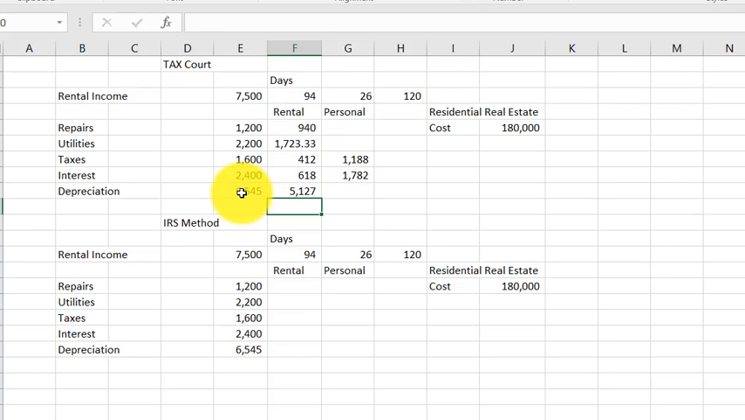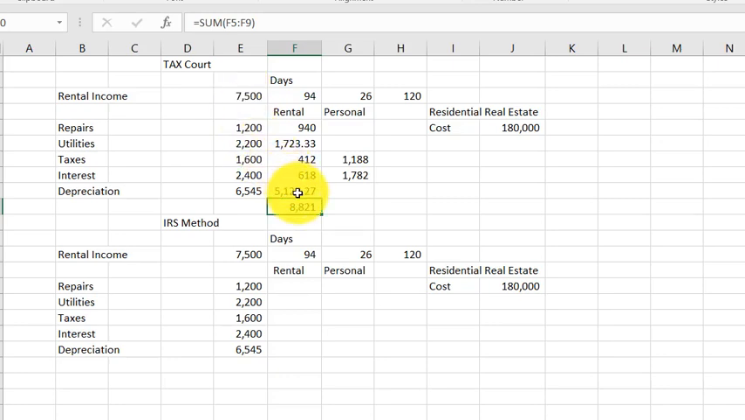Now here's why that's important. Under the rules, if it is a mixed property like this, where it has both personal and significant rental use, you cannot have more expenses than you have rental income. So when we add these up, we see that our total expenses is higher than our rental income. So the most expenses we can take is $7,500.